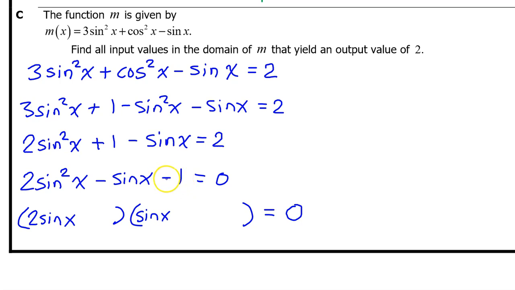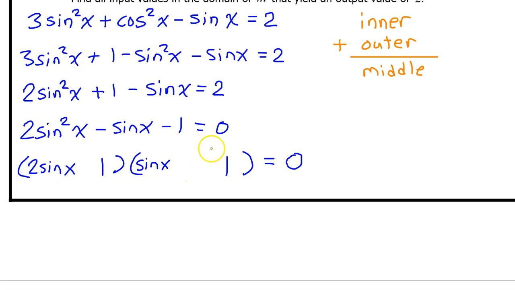Ignoring the negative sign for a moment, 1 will only factor as 1 times 1. When I'm factoring, I always say the following phrase to myself: inner plus outer must equal the middle. Here's what I mean. The inner terms are these two. If we multiply the inner terms together, we get sine x. Sine x is what I mean by inner.